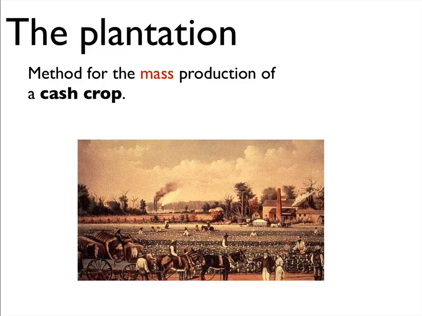A plantation is a method for the mass production of a cash crop. Mass means an incredible amount of, large quantities of it. And a cash crop means that it's grown to be sold rather than to be used by the person growing it. So a plantation is a method to produce large quantities of some type of crop that is going to be sold. Examples of that were tobacco, rice, and most importantly, for the time that we're talking about, as you can see here, cotton.